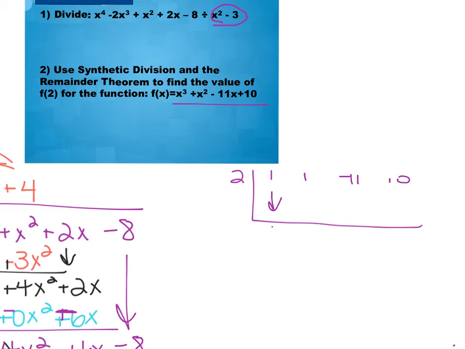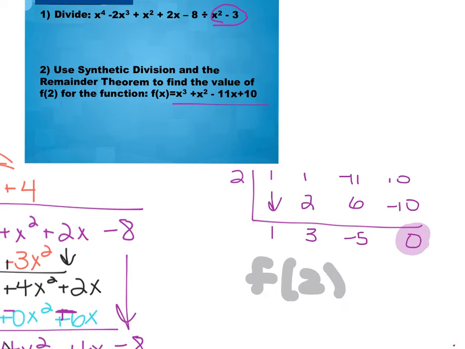Synthetic division pulls down the 1, multiply it by 2, put it in the next column, add it, multiply it, put it in the next column, add it, multiply it, put it in the next column, add it. My remainder here is my answer. So f of 2 would equal 0. You can either write it that way or just give me the 0, but you're not writing your whole quotient.